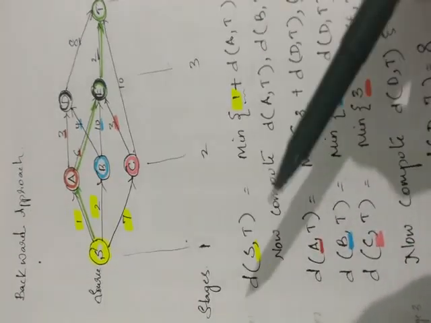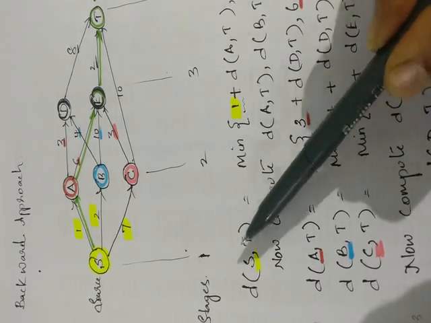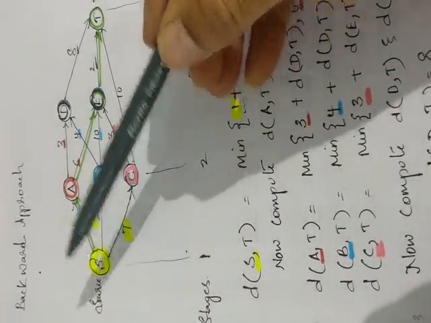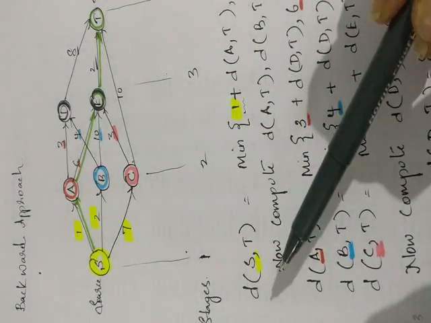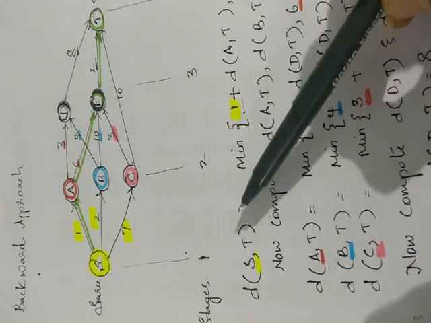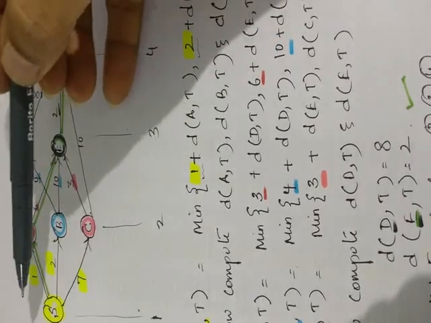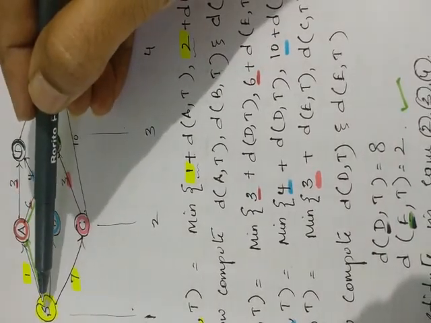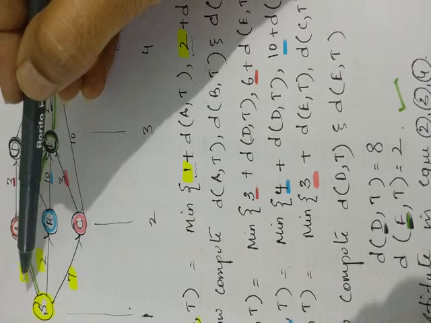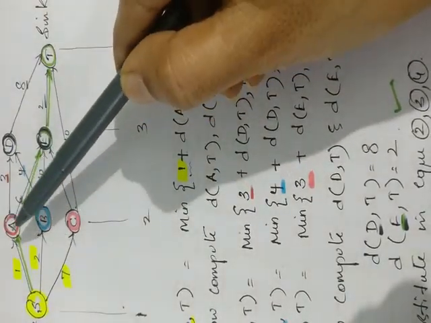So, I have to find the distance from the source to the sink. The source is S and the sink is T. So from S to T I have to find the distance, that is the minimum distance. For that I define the formula something like this. Find the minimum. So first, from the source, the first edge is 1 plus, I don't know the rest of the path. That is the distance of A to T, I don't know.